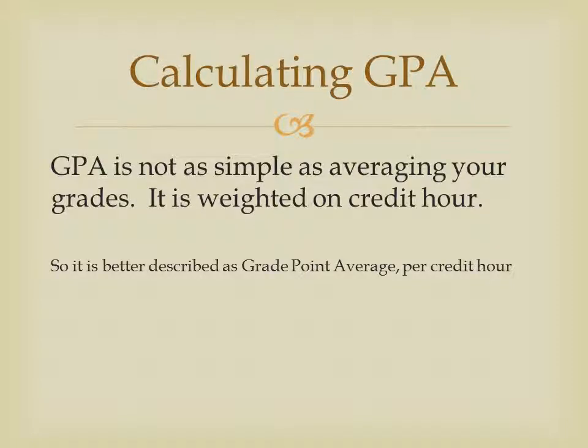Hi everybody. For this lecture, we're going to talk about calculating GPA. It's not quite as straightforward as just averaging your grades because it's weighted upon credit hours. So that's an important piece, right? If I get an A in a 1-credit class, but I get a D in a 4-credit class, that D is going to outweigh that A, and so it won't just be averaging the A and the D. So it's almost better to describe it as a grade point average per credit hour.